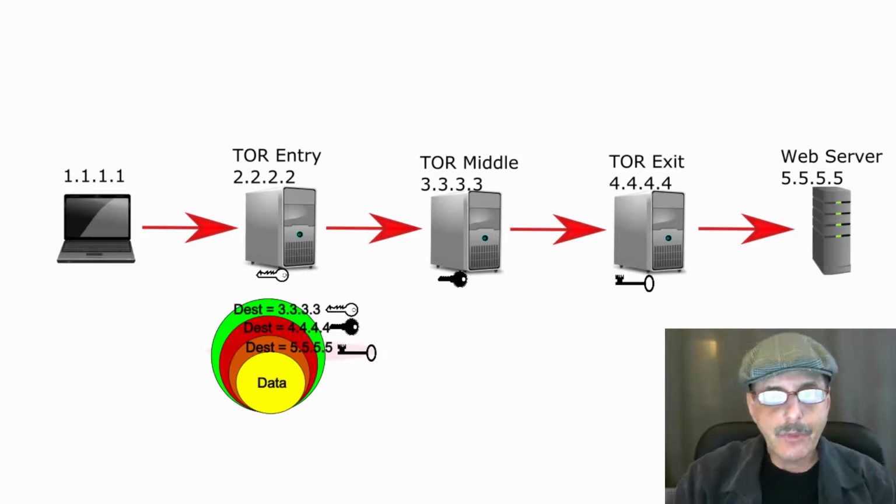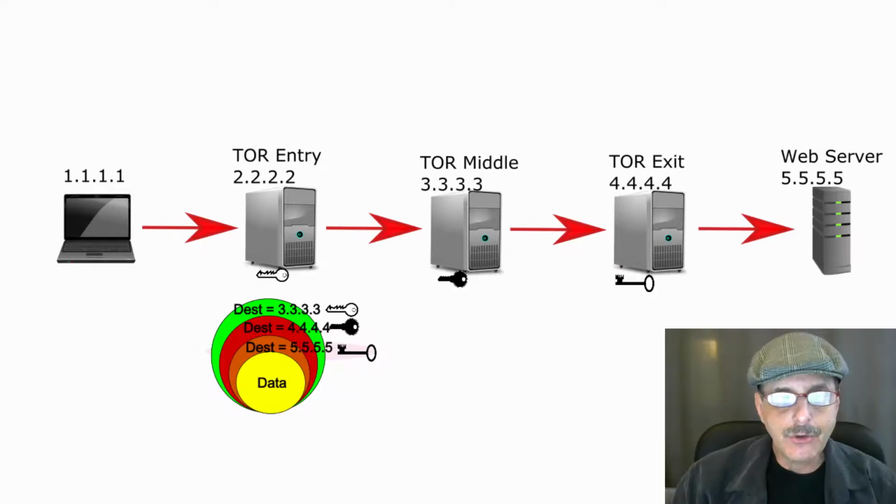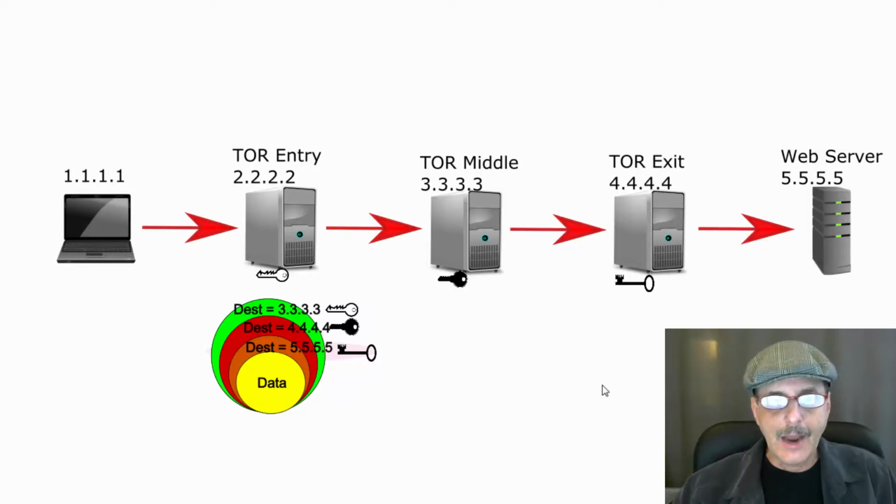Now here we see that the entire onion, as you call it, has been sent over to the Tor entry node, which is 2.2.2.2. Now, only it can decrypt this layer. Remember, those keys match right here. So it goes ahead and decrypts that layer, which says to send it over to 3.3.3.3, the Tor middle node.